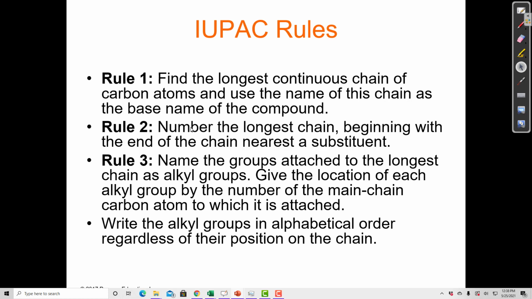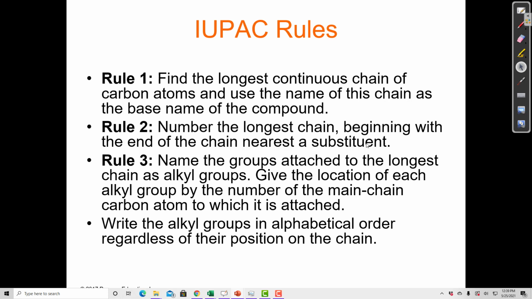Number two, we have to number the longest chain. So if there's 8 carbon atoms in a row, I can number it from left to right, but I can also number it from right to left. And whether I go from left to right or right to left has to do with the branches on that compound and where the branches are. So we begin with the end of the chain that's nearest a substituent, which is just a branch, an atom, a branch that's on that longest chain.